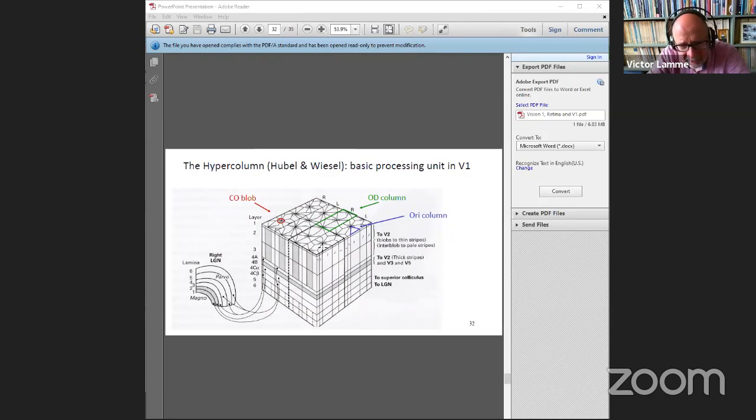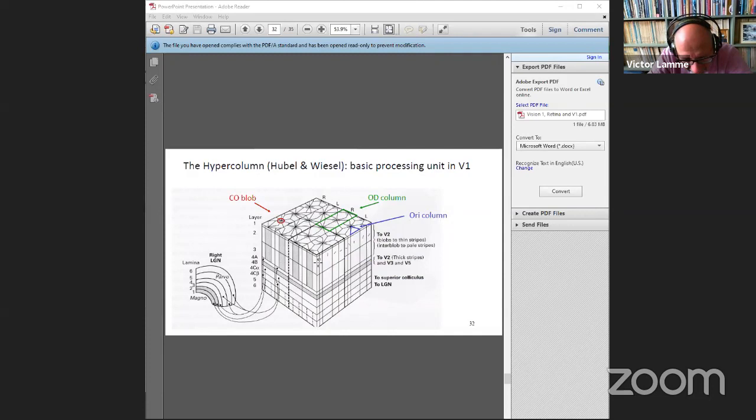The idea is that in each of these hypercolumns, in the center, you would have a cytochrome oxidase blob, which you have in each of these, 2 times in this case, sorry. Of course, you have this organization of ocular dominance columns. So this is one ocular dominance column, this is the other ocular dominance column. Here again, left, right, right, left. And then you have these different orientation columns.